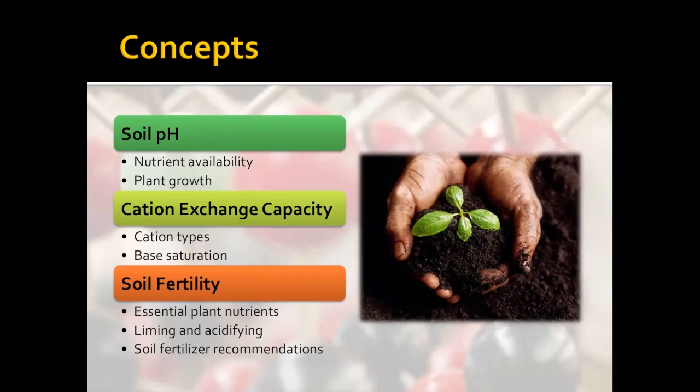and why we care, both in terms of plant nutrients and growth, and then also to some extent environmentally. And then the second notion that I want to cover is cation exchange capacity. What kind of cations are we looking at? Why do we care? And then also look at the concept of base saturation.